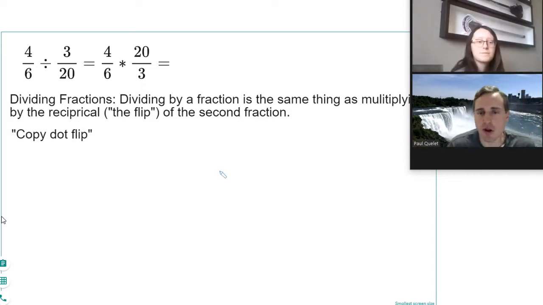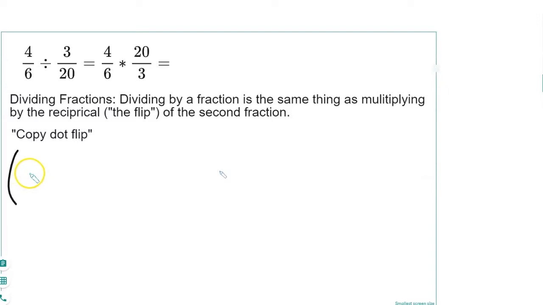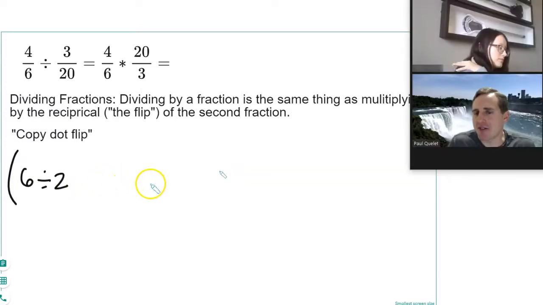So dividing by 3 over 20 is the same thing as multiplying by 20 over 3, okay? By the way, here's the way I often remember this. Suppose I wanted 6 divided by 2. Isn't that like taking half of 6? Let that sink in for a second. If you divide 6 into 2 groups, isn't that just like taking half of 6?